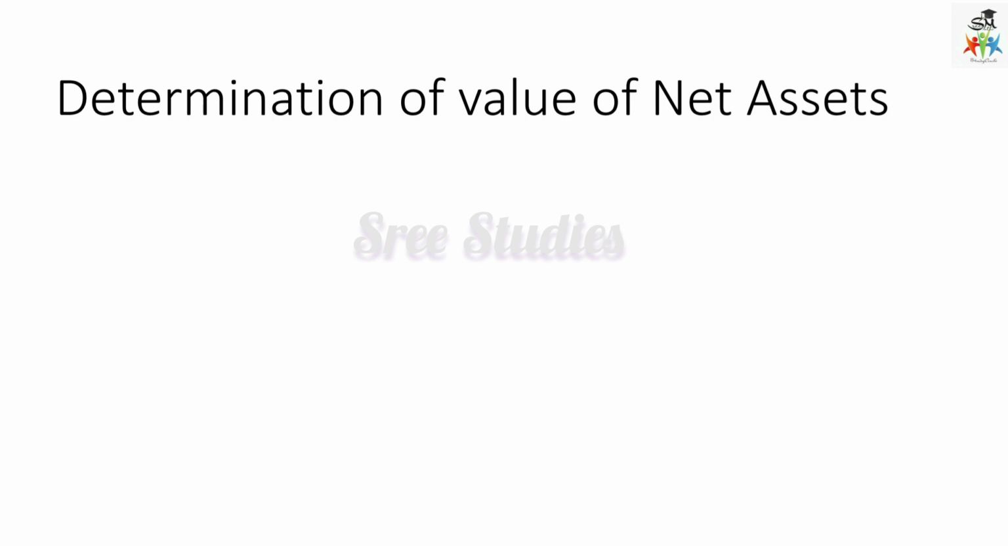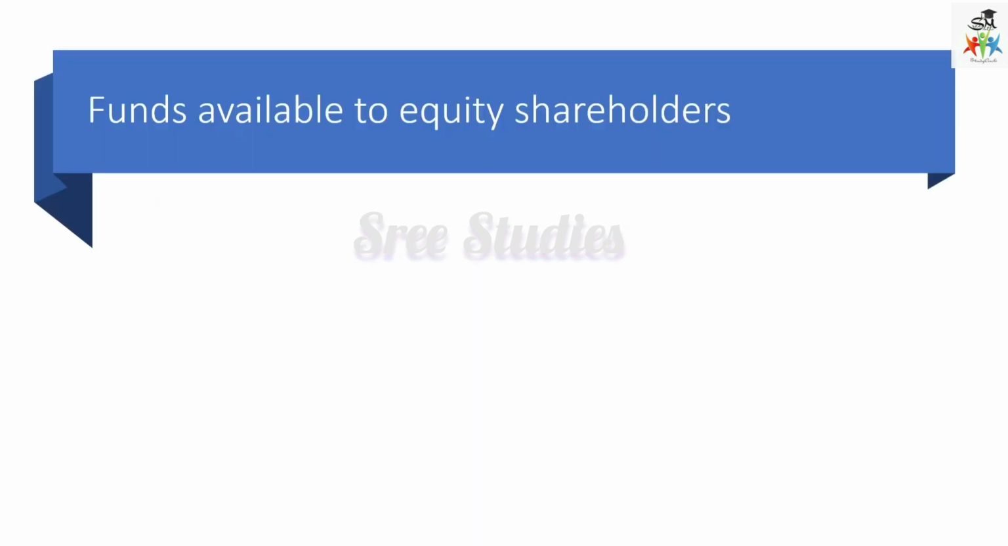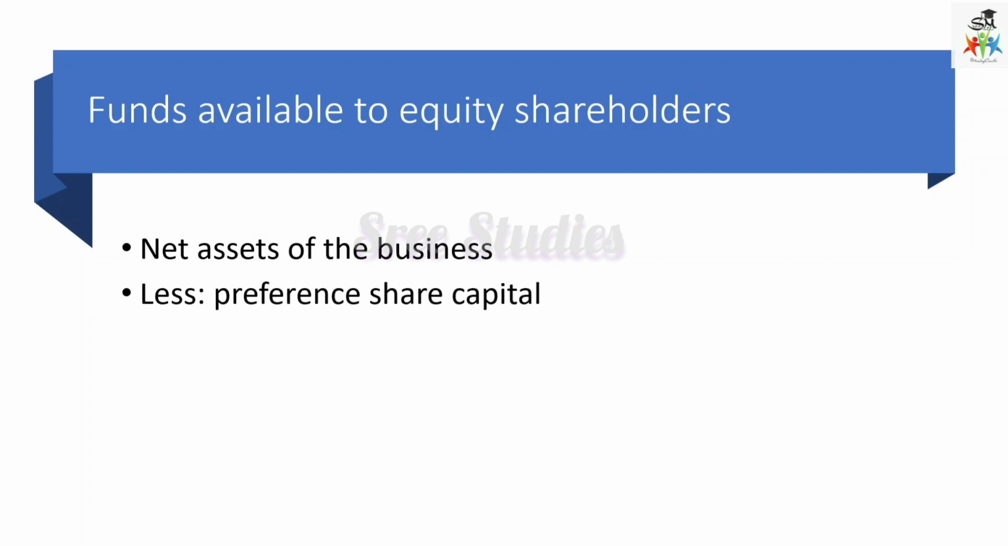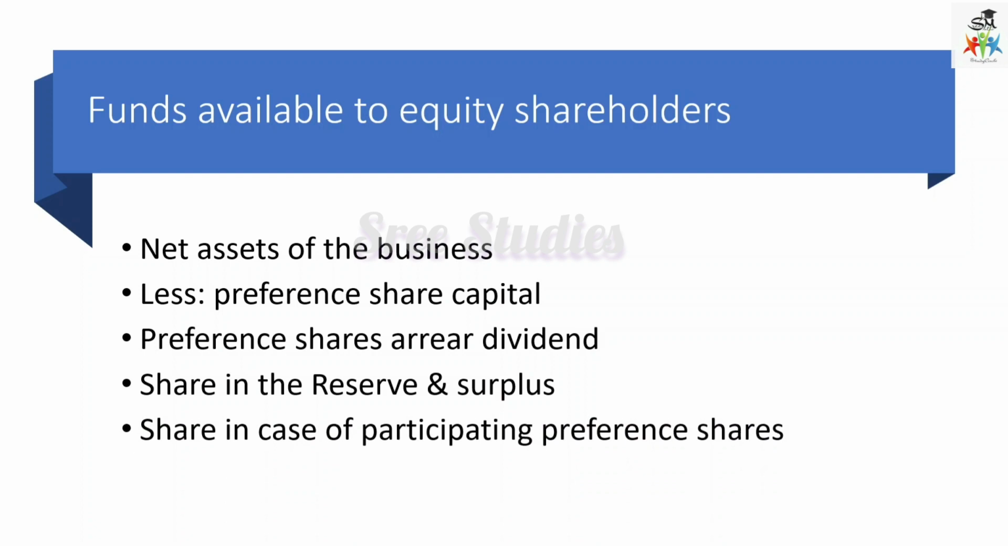The determination of value of net asset again. This is how it can be calculated with the help of a pro forma. The funds available to equity shareholders means the net asset of the business minus the preference share capital, and preference shares arrears of dividend if any, and shares in the reserves and surplus, then we get the net asset of the business. The shares in case of participating preference shares, if any, are also taken.